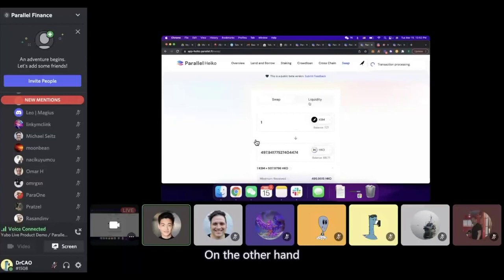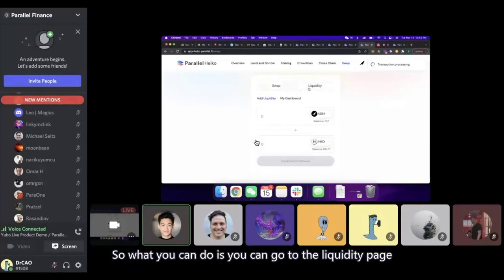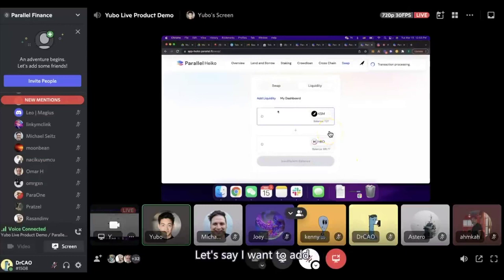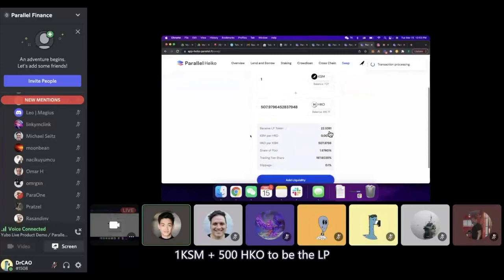On the other hand, as an AMM, you can also be an LP. So you can provide additional liquidity to the system. What you can do is go to the liquidity page and add liquidity. Let's say that I want to add 1 Kusama plus 500 Heiko to be the LP.